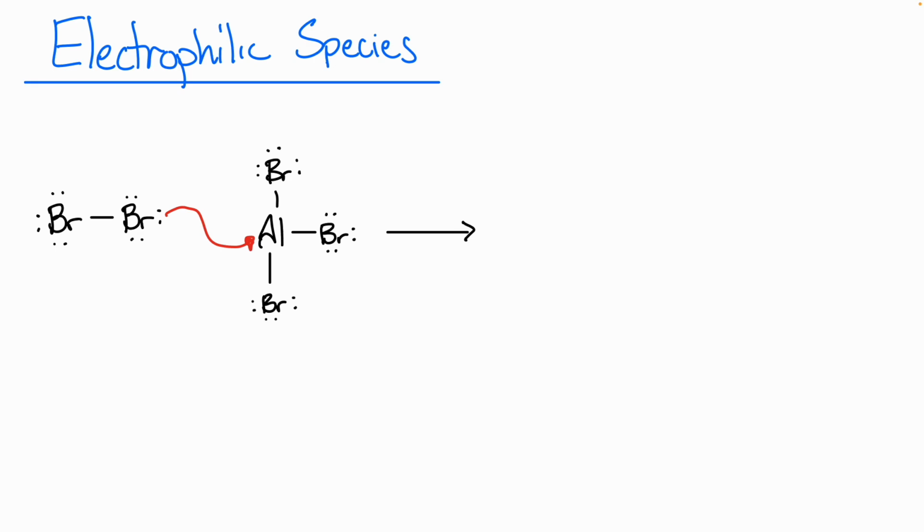All right, so which one was it? Breaking, formation, or both? I'm starting at a lone pair, reaching out over here, so this would be a formation arrow. All I need to do is add a new bond between my bromine and my aluminum.